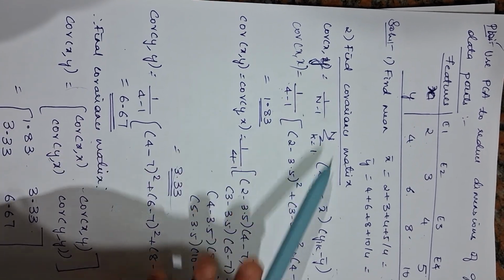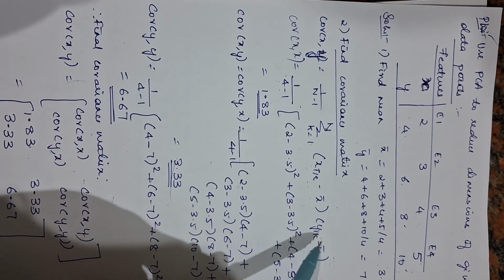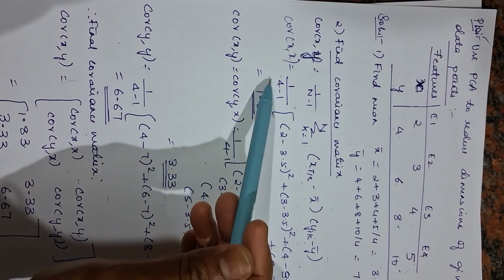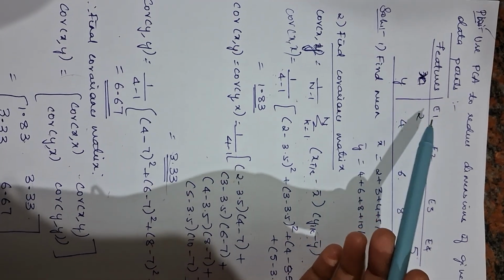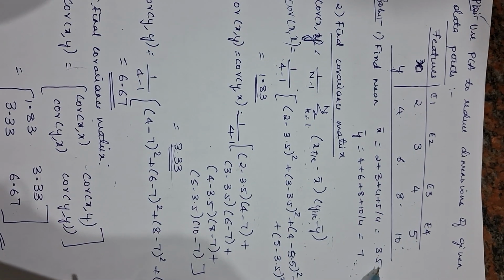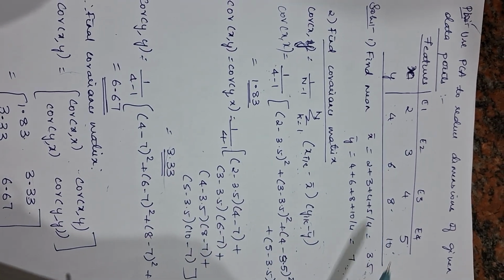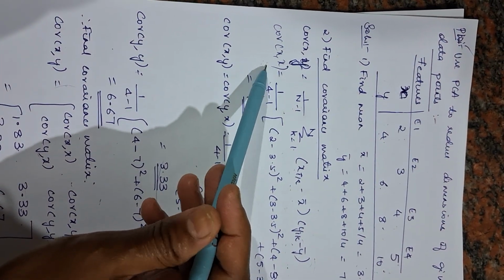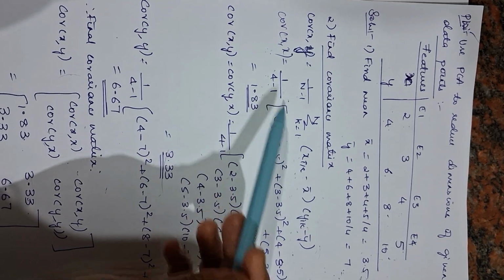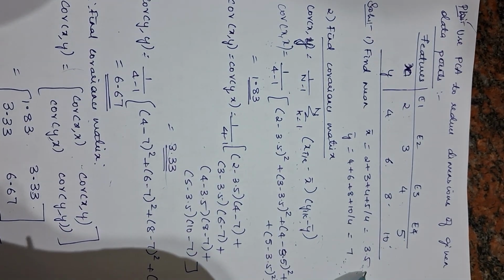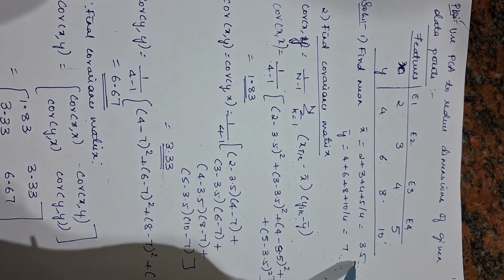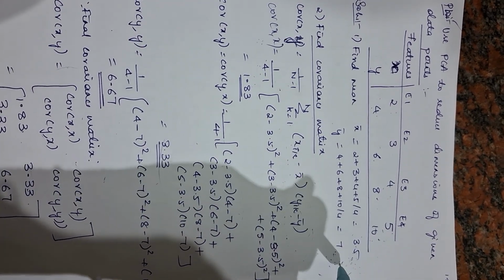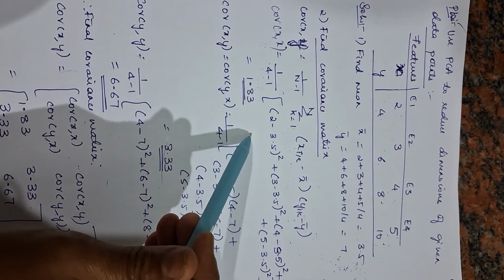Covariance of x comma x. So that means here I will not have y. Instead of that, I should have x and take the square. So how do you apply the formula? 1 by 4 minus 1, right? 2 minus the mean of x, so 2 minus 3.5 the whole square, because I don't have y, since I am now finding covariance of x comma x. So it is 1 by 4 minus 1 into 2 minus 3.5 the whole square plus 3 minus 3.5 the whole square plus 4 minus 3.5 the whole square plus 5 minus 3.5 the whole square. So you will get the value as 1.33.